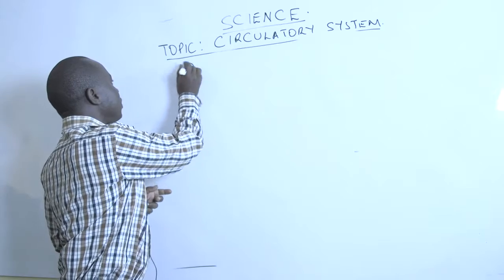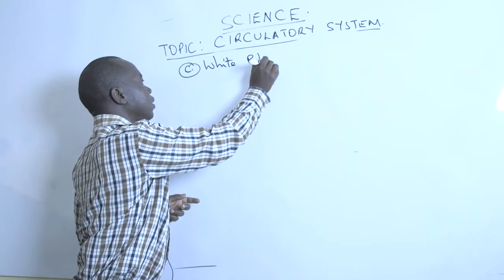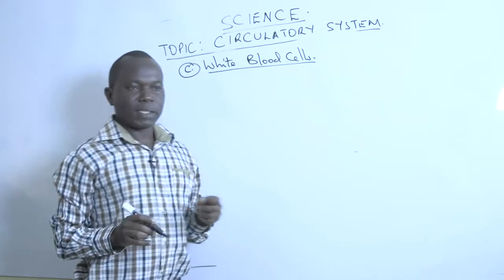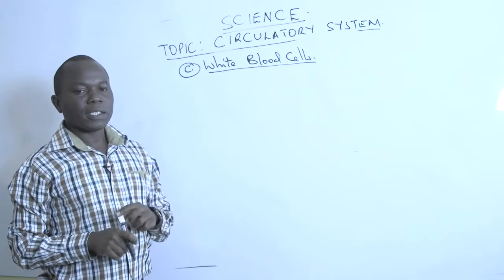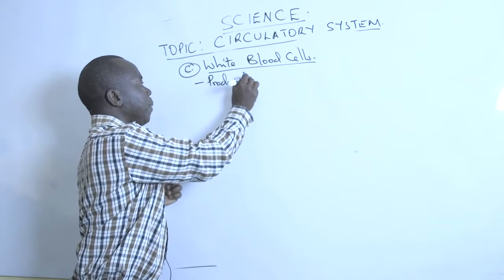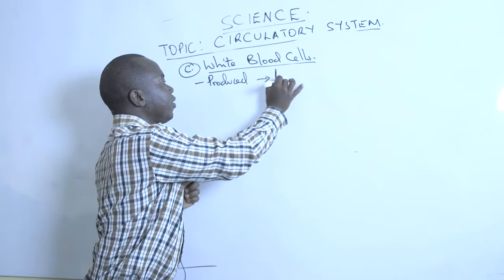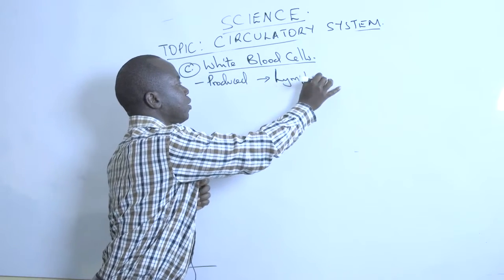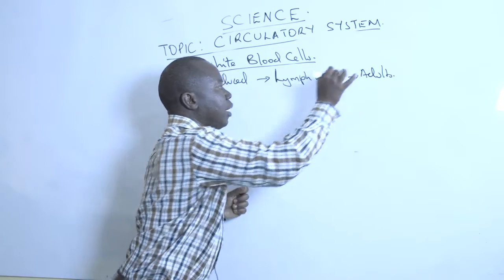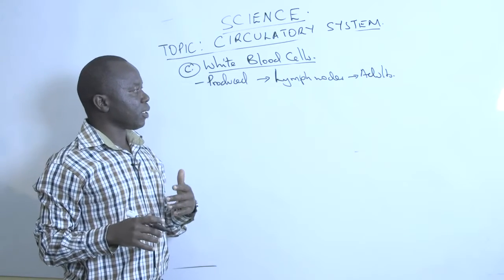Other cells, white blood cells. White blood cells are produced by lymph nodes in adults. Where do we find lymph nodes? Lymph nodes are found in various parts of our bodies.